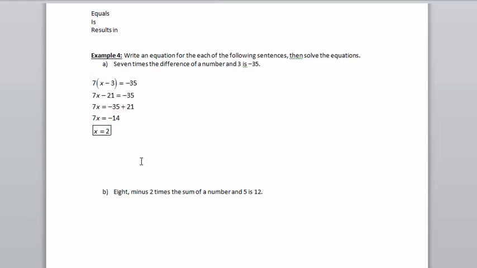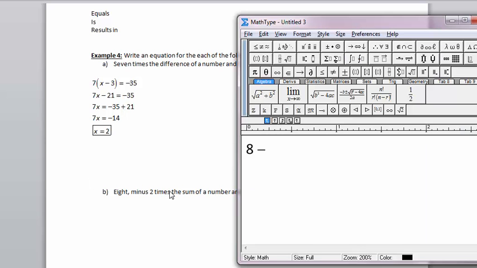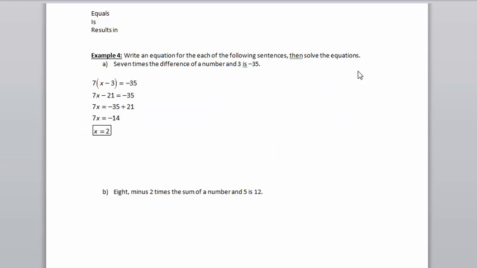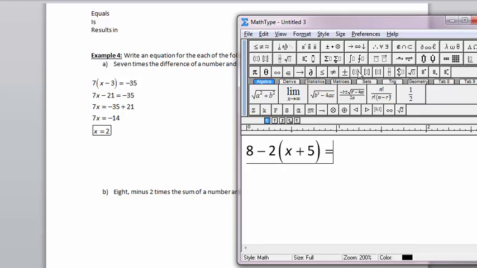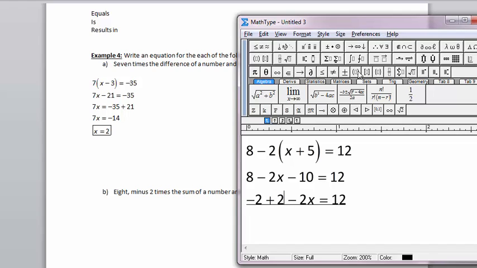Example B, we want to do 8 minus 2 times the sum of a number and 5 is 12. So we'll start with our 8. Now we're subtracting 2 times a sum, so 2 times a quantity, and the sum is of a number x and 5, that result is 12, so we have our equation. Distributing gives us 2x minus 10, and we'll want to combine those like terms, the negative 10 and the 8. That'll give us negative 2 minus 2x equals 12. And to solve for x, we'll add 2 to both sides.